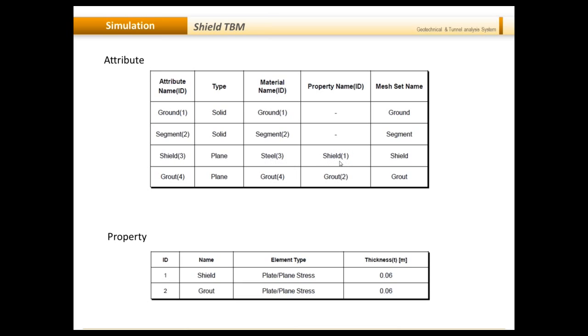So you can define the shield thickness also, and then the measure that this will be applied to will be called shield. So basically, an attribute is a combination of what type of element this will be assigned to, what material property or constitutive material property it will have, and what type of property will be assigned.